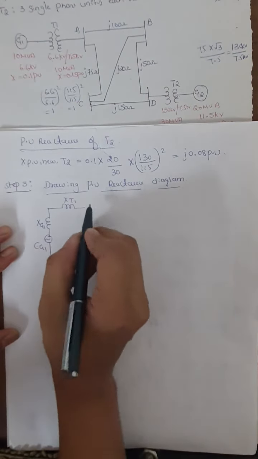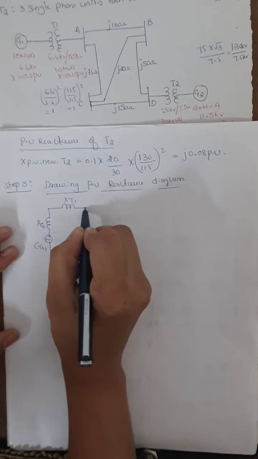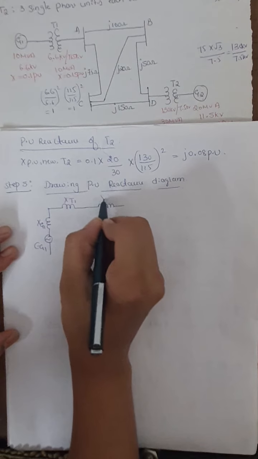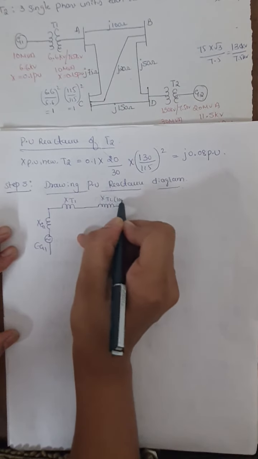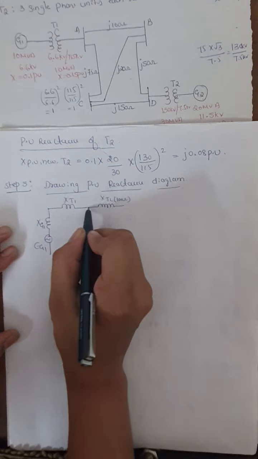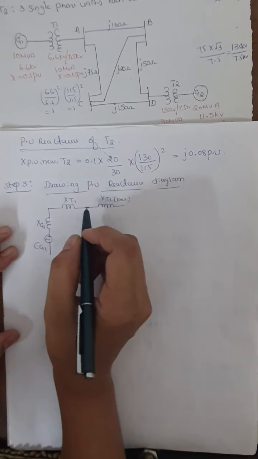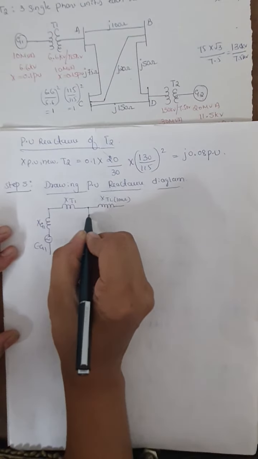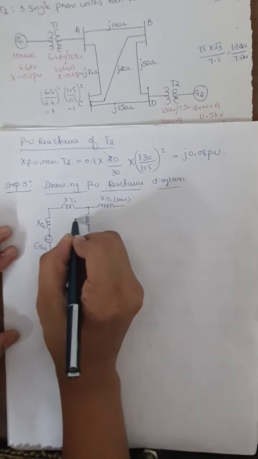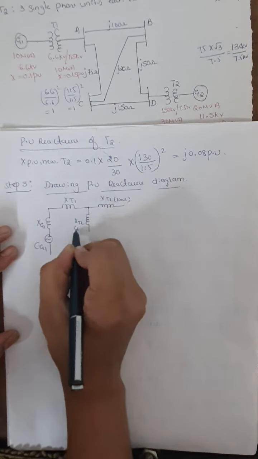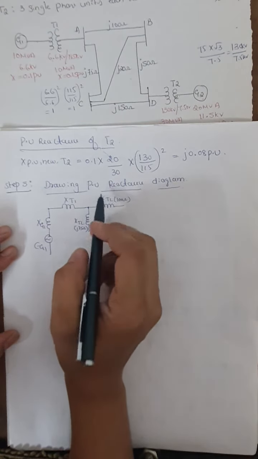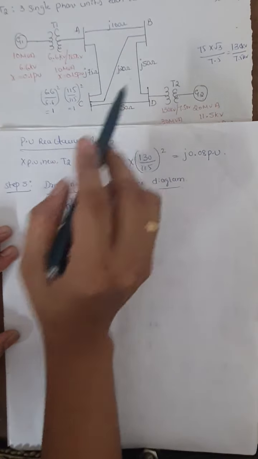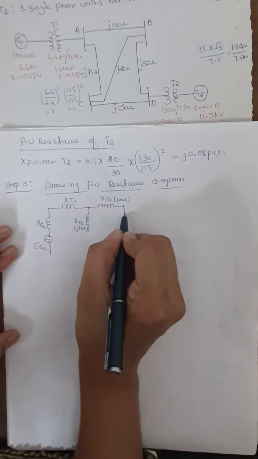In the same way we will represent. First I'll represent the transmission line reactance for the J100 ohm. So this is the reactance for the transmission line 100 ohm, and after that the same A point or the A bus bar has been connected to the J75 ohm transmission line. So this is the reactance for the J75 ohm transmission line, and after that this B or the bus bar B is connected to the J50 ohm transmission line. So that will be represented here.